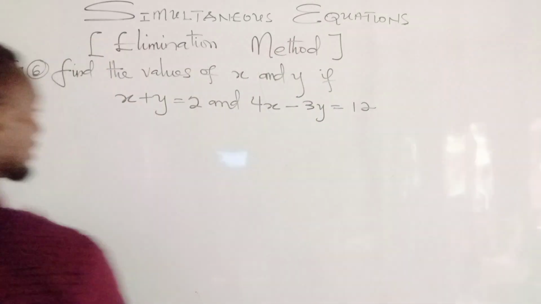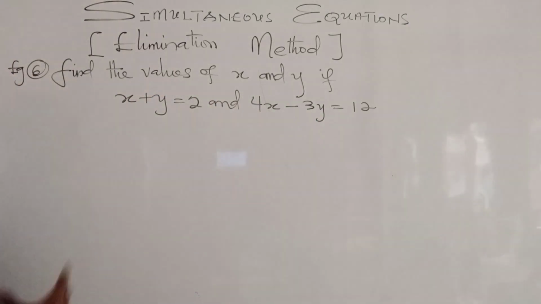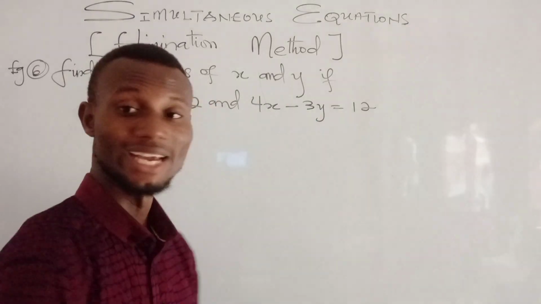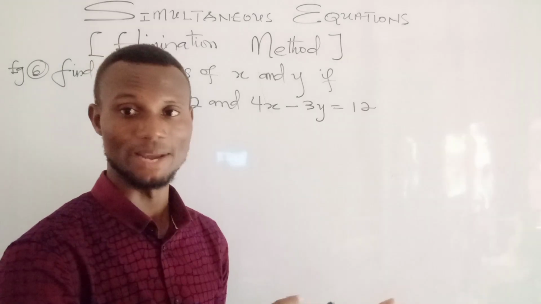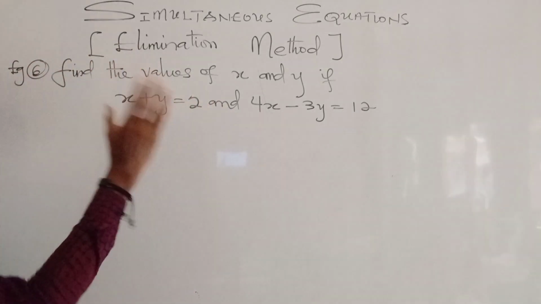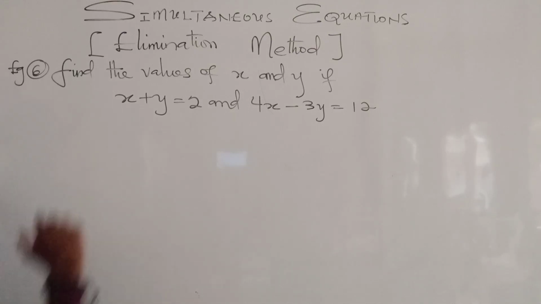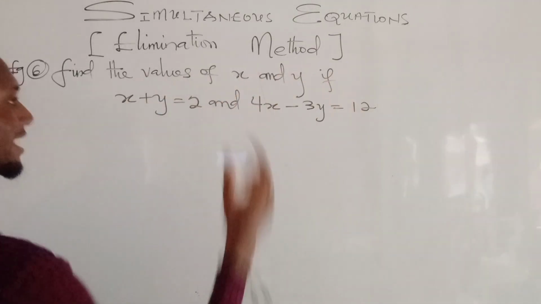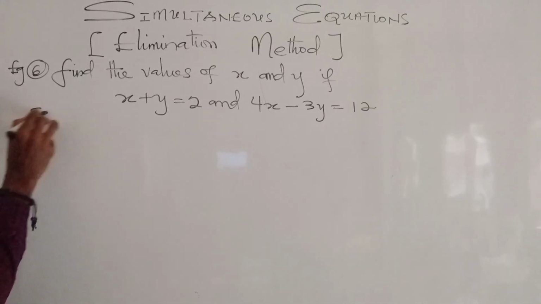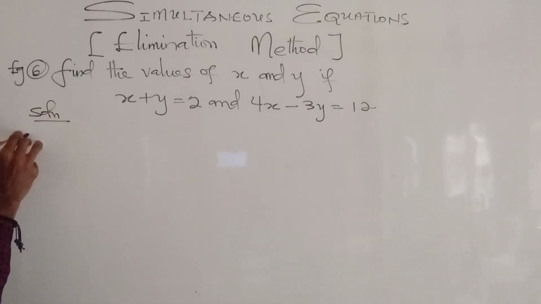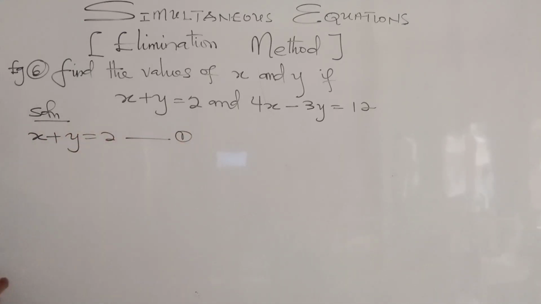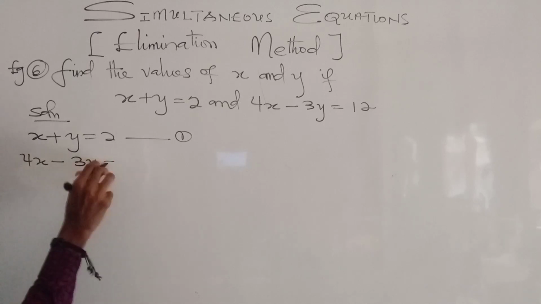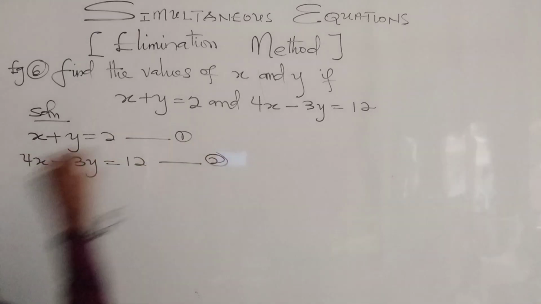The first step is that we take each of the equations given and we label it. I've explained this a lot in the previous videos. We pick the first one and label it as equation 1, and the next one we label as equation 2. Let me write down my solution. I have s plus y equals 2, which I label as equation 1, and 4s minus 3y equals 12, which I label as equation 2.